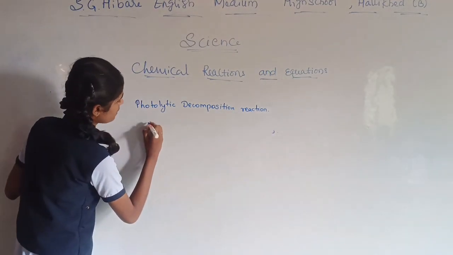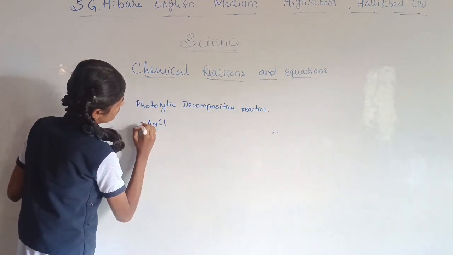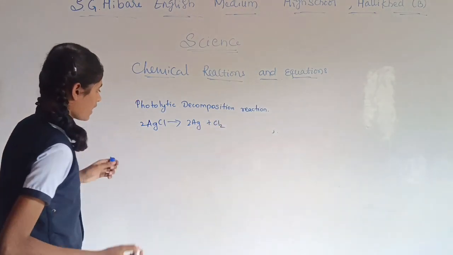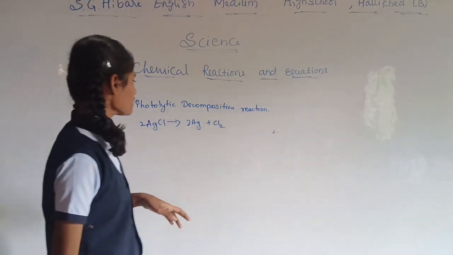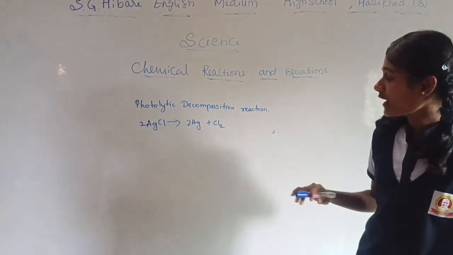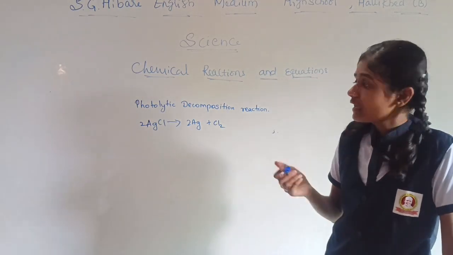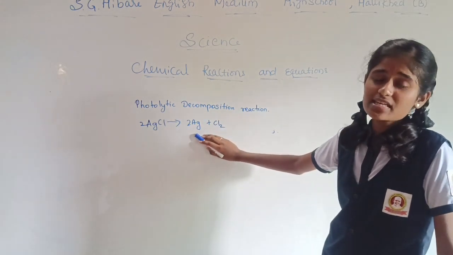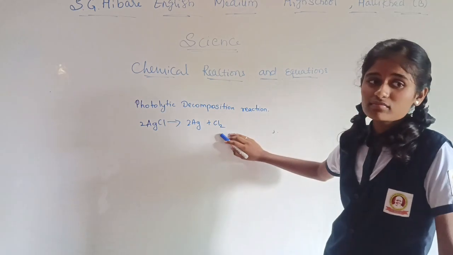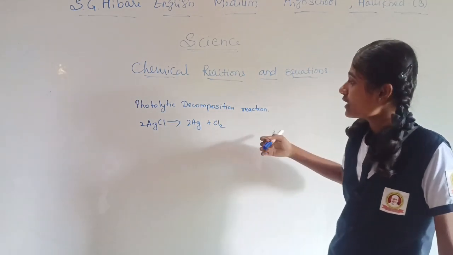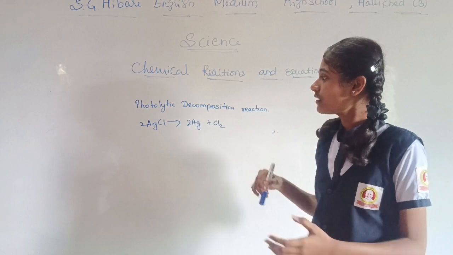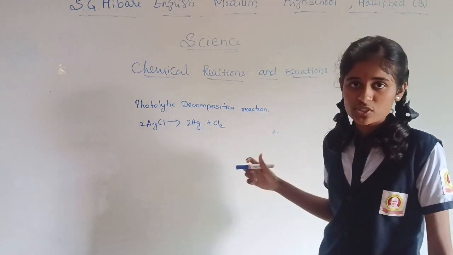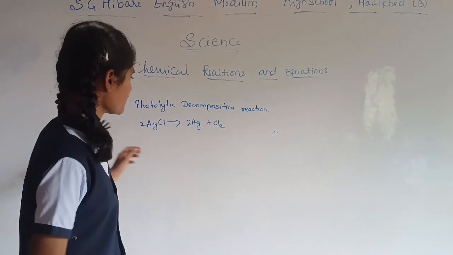For example, silver chloride. If we keep the silver chloride outside in the sunlight, in the sun rays, then we will get silver in the solid form, and chlorine gas is evolved. Means keeping it in the sunlight itself, the silver chloride is dividing, it is decomposing itself. So this is a photolytic decomposition reaction.